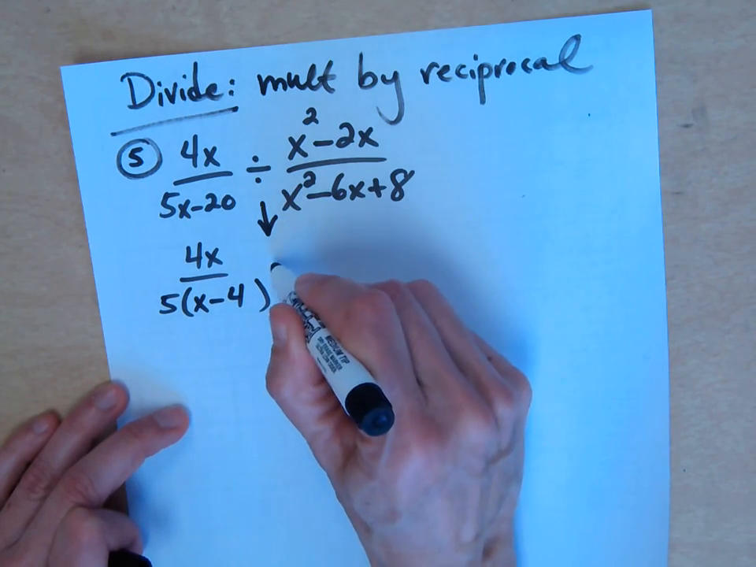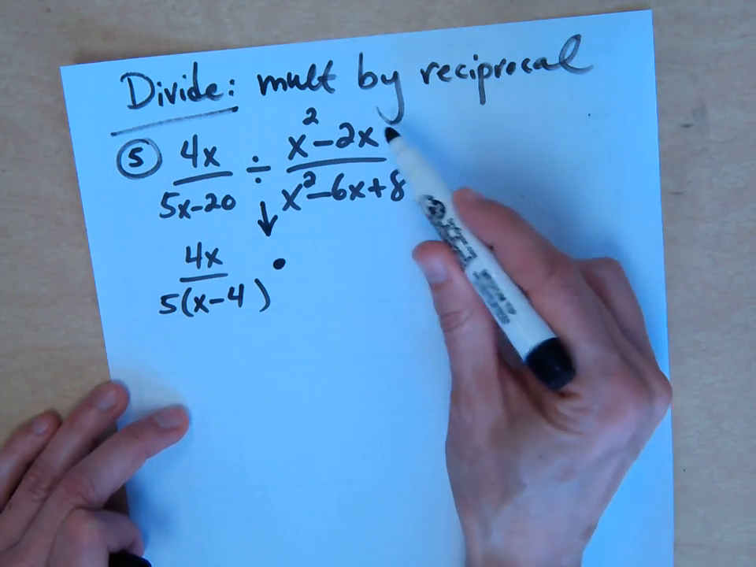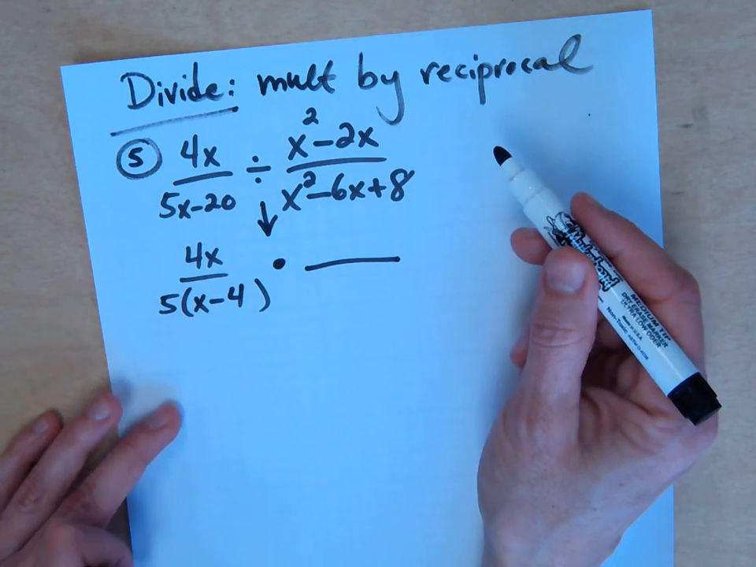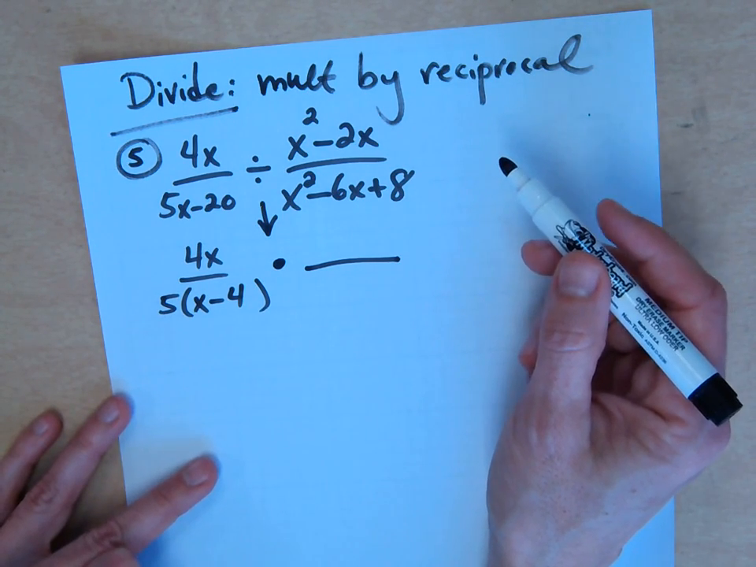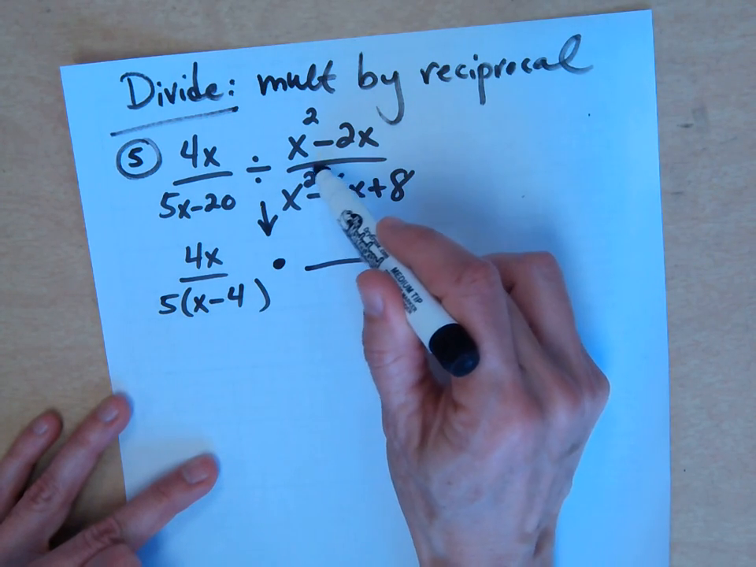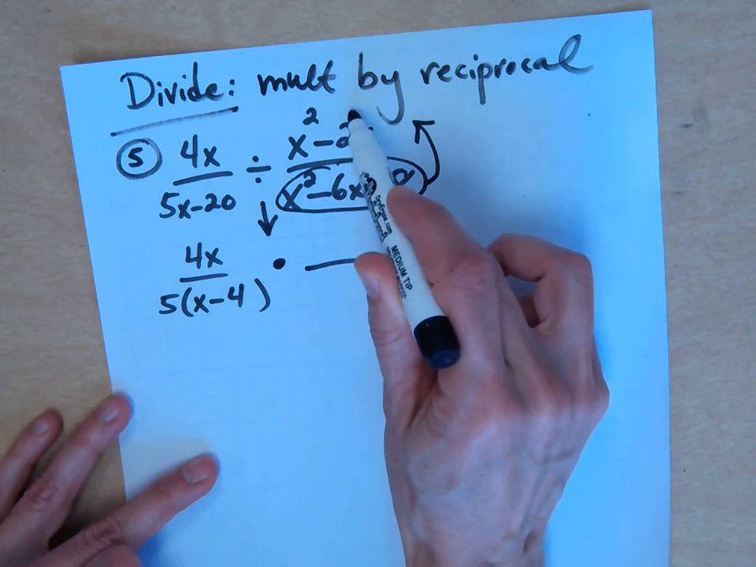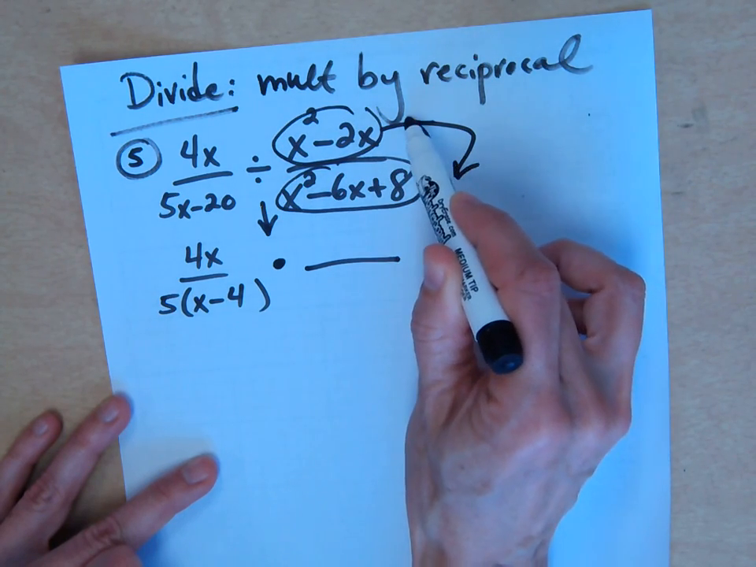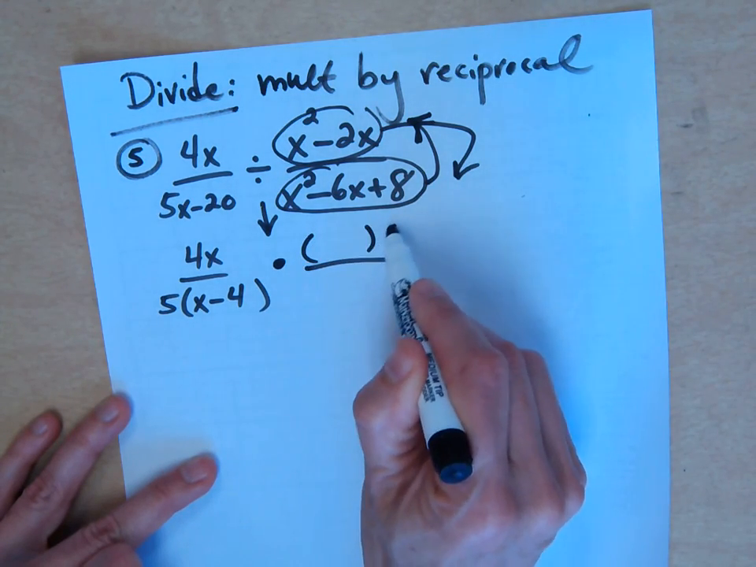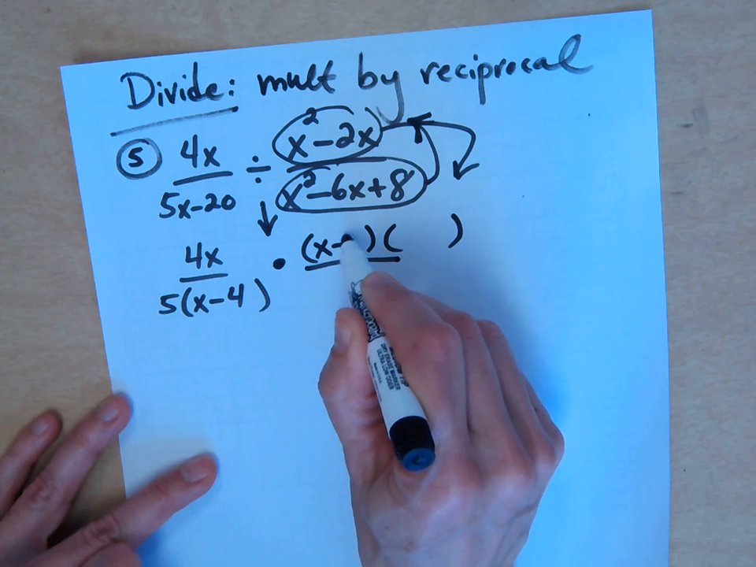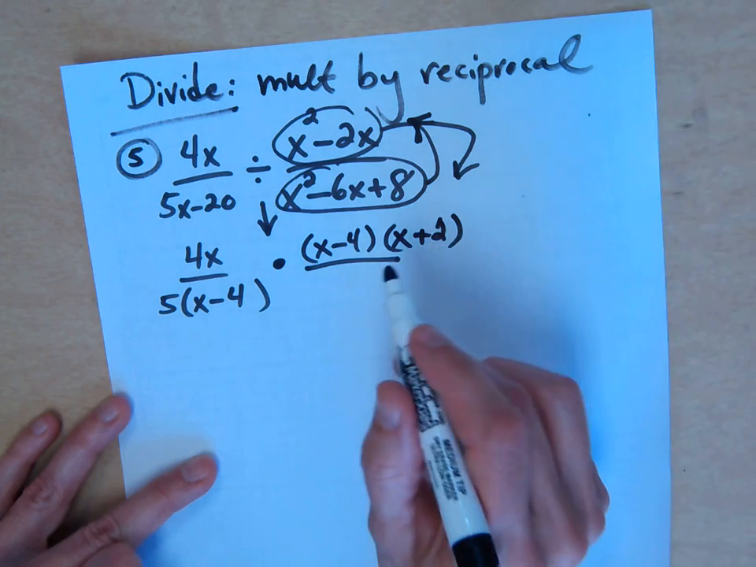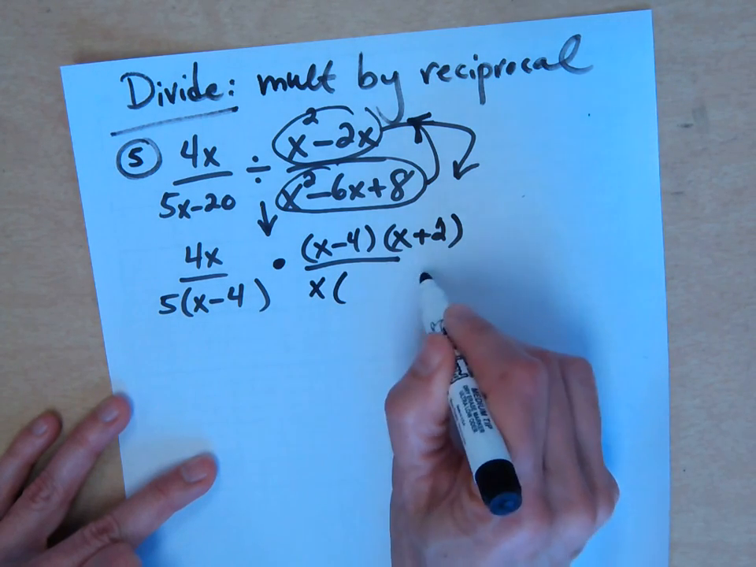Now, watch this. Change the division to multiplication, but flip this. And as we flip it, because I know you guys want to write as little as possible, which is understandable, let's factor at the same time. So this moves up, and this moves down. That's what it means to take the reciprocal. So we're going to move this up and factor it. So what does it factor to? x minus 4, x plus 2. What about this? How do you factor x squared minus 2x? Take out an x. That's all.